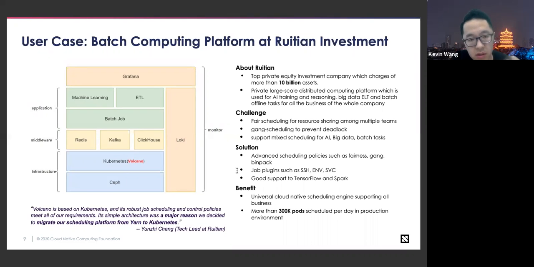Before using Volcano and Kubernetes, they were running a lot of workloads on Yarn. Again, they want to unify their infrastructure and resource pool, because they also have some online services. With the transition to a Kubernetes-based stack, they can unify the resource pool and improve the resource utility. Until now, they are scheduling more than 300,000 pods every day in production to help with training and data analysis.